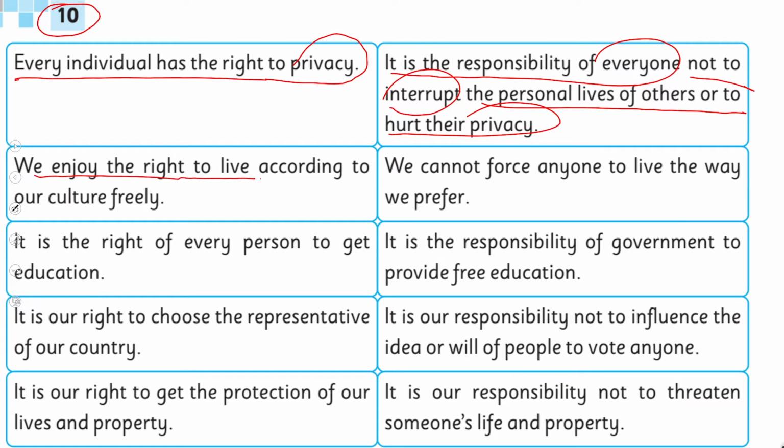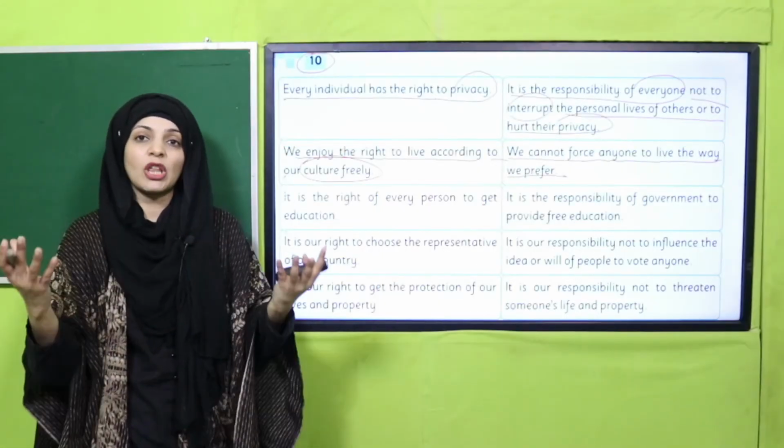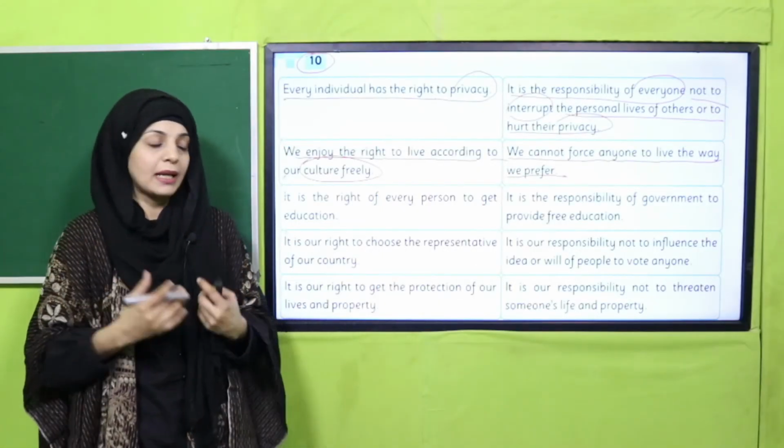We enjoy the right to live according to our culture freely. हमें अपने कल्चर के हिसाब से रहने का हक होना चाहिए. अब आपकी रिस्पॉन्सिबिलिटी है, we cannot force anyone to live the way we prefer. हमें अपने मुताबिक दूसरों को नहीं ढालना, हमें उनको उनके मुताबिक रहने का मौका देना चाहिए.